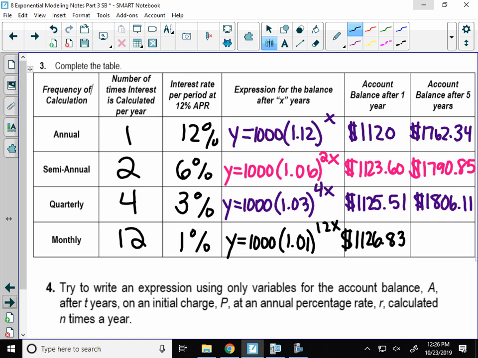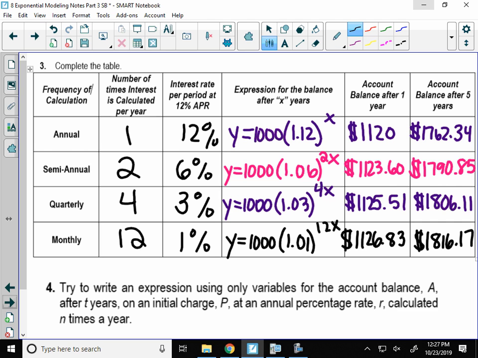$1,126.83. 5-year people? 1,067. All right. So obviously we notice that the numbers are going up, right? That means the more often they take interest for your credit card, the more money they get. Which interest rate, how often do you think is better for the consumer? Just annual, right? This is the lowest one. So they only charge you interest 1 time a year. It's best for you. Which is best for the credit card company?